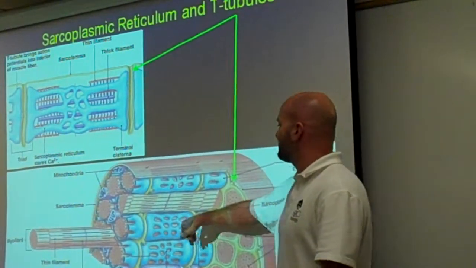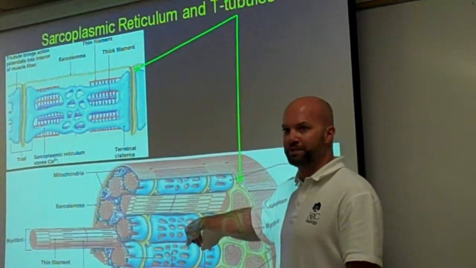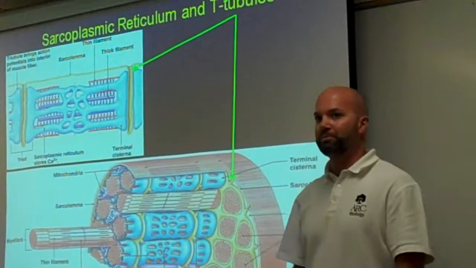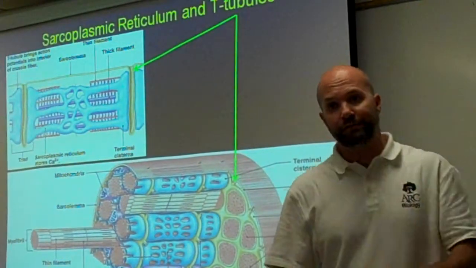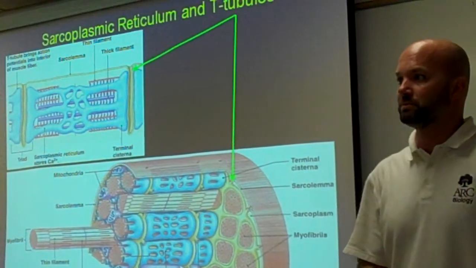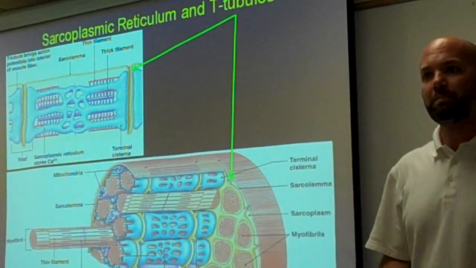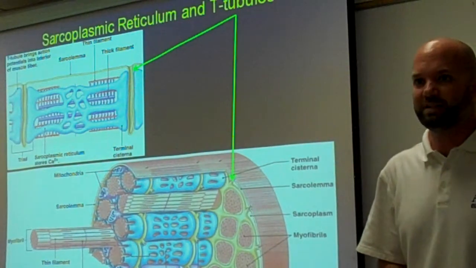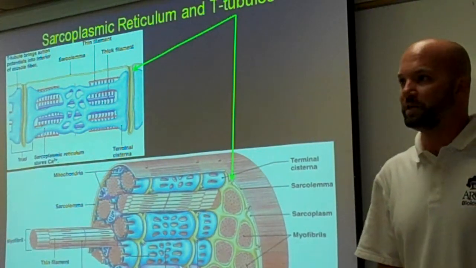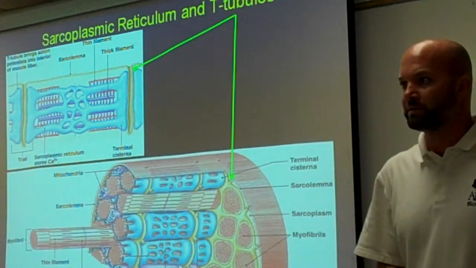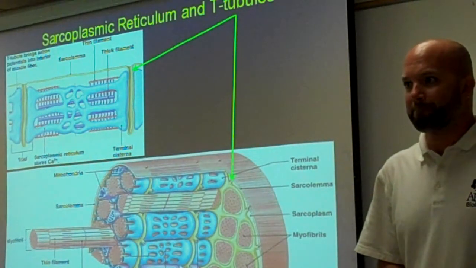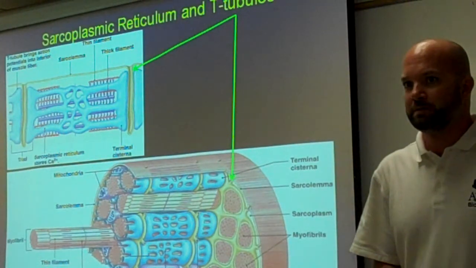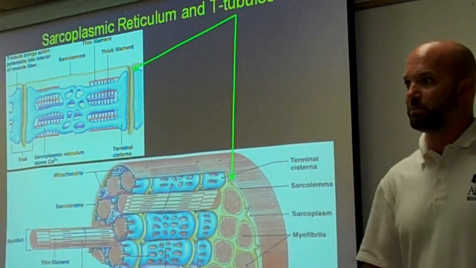And the way to get calcium released from the terminal cisterna is depolarization of the T-tubule membrane. So remember, it has a resting membrane potential. Negative something. In skeletal muscle cells, about negative 85. Minus 80, minus 85. So what does it mean to depolarize that membrane? At rest, it's in a polarized state. How would you depolarize it? Make it more negative or more positive?